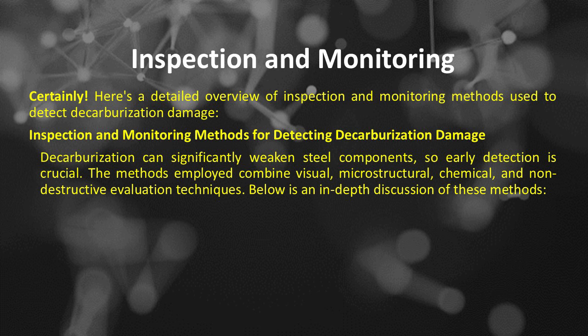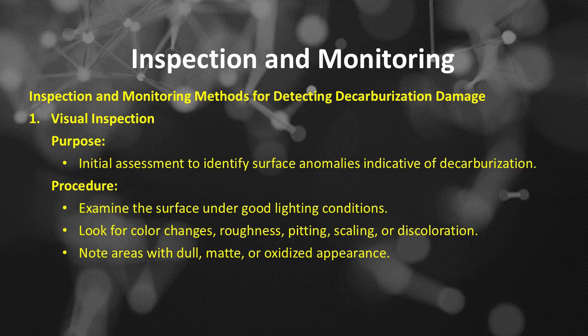Inspection and monitoring methods for detecting decarburization damage. Decarburization can significantly weaken steel components, so early detection is crucial. The methods employed combine visual, microstructural, chemical, and non-destructive evaluation techniques. Below is an in-depth discussion of these methods.